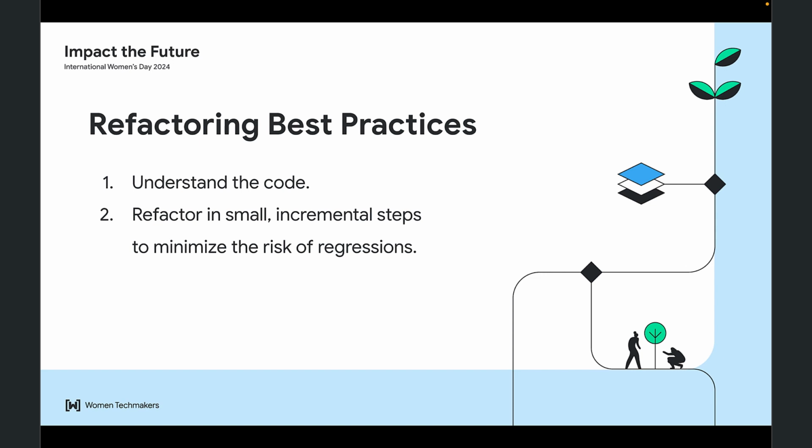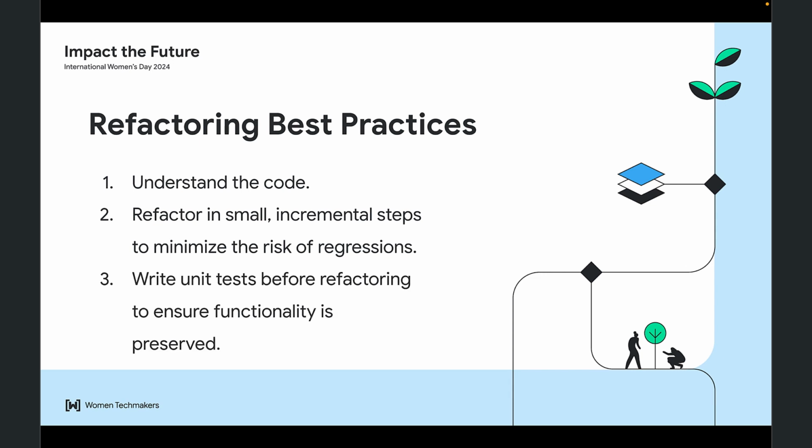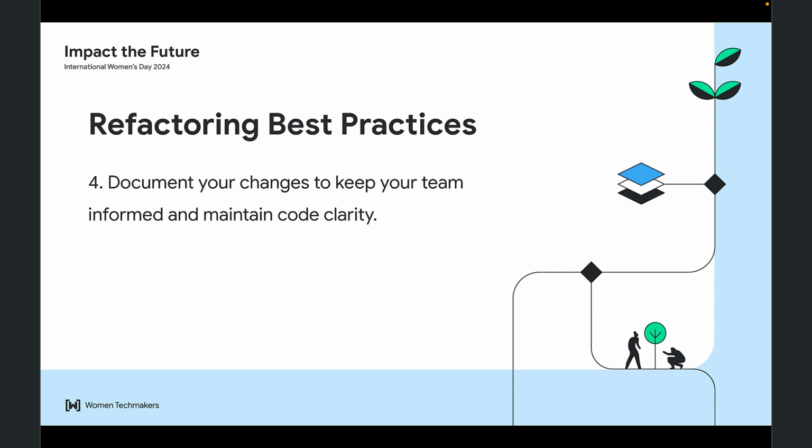Documenting every step of the way. And thirdly, write unit tests before refactoring to ensure functionality is preserved. This is actually important, because when you write unit tests, you are going to be testing against those tests that passed. This is a very easy way for you to find out, oh, something is not working. Your previous unit tests will help you easily pinpoint errors that must have come in while you were refactoring your code. And fourthly, document your changes to keep your team informed and maintain code clarity.